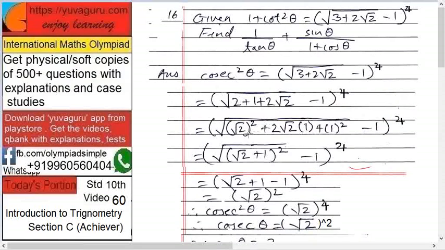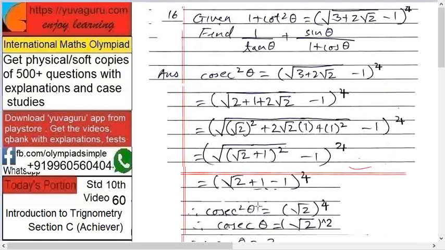This can be written as root 2 square plus 2 into root 2 into 1 plus 1 square, right? So what does this become? a square plus 2ab plus b square is a plus b the whole square. Therefore it becomes root 2 plus 1 the whole square, minus 1, the whole raised to 4. Okay, now solve this. Square and square root gone, so root 2 plus 1 minus 1 the whole raised to 4. Okay, so 1 minus 1 gone, so root 2 raised to 4 it should be.